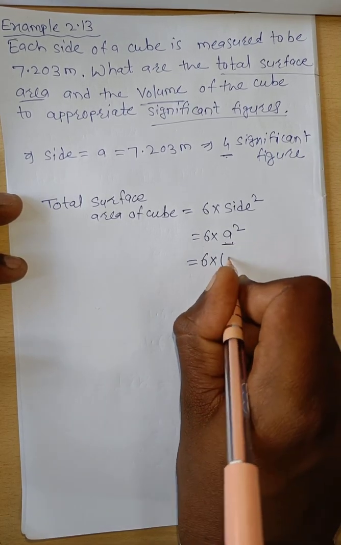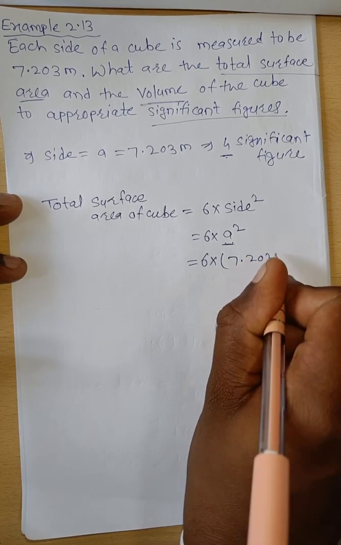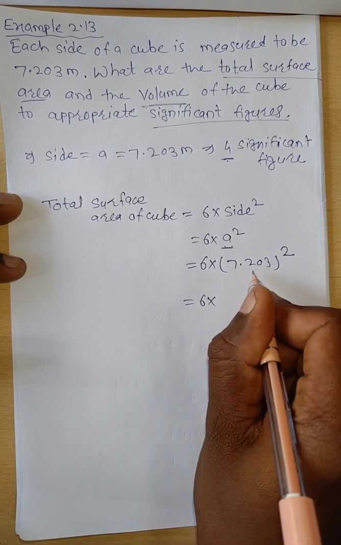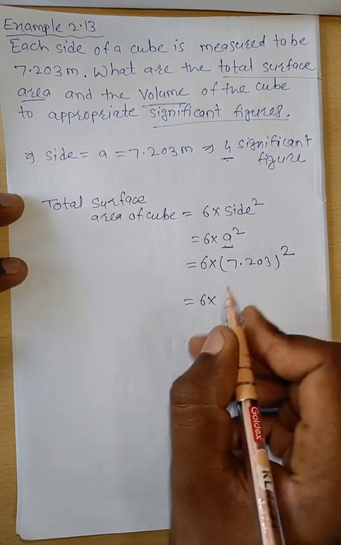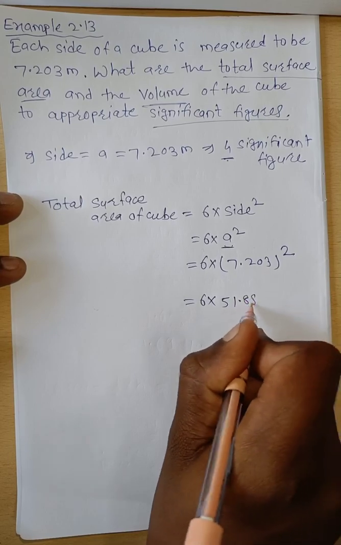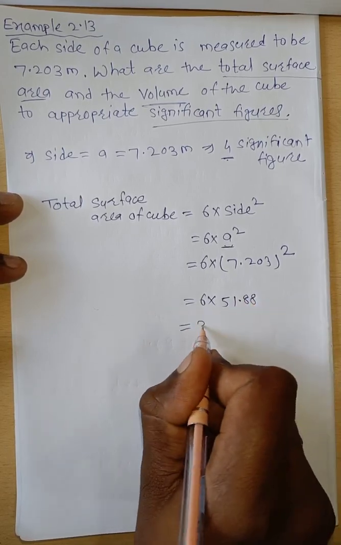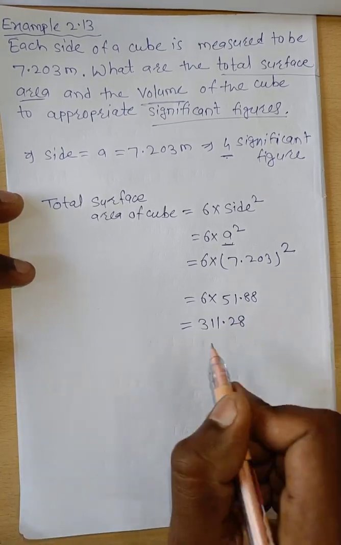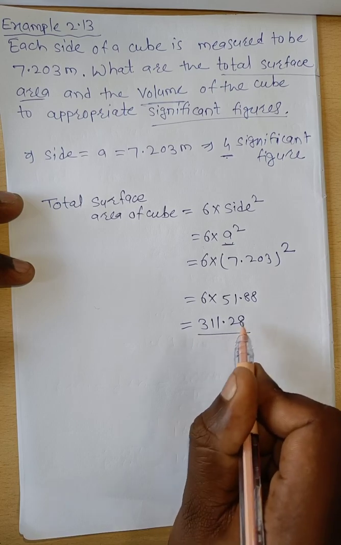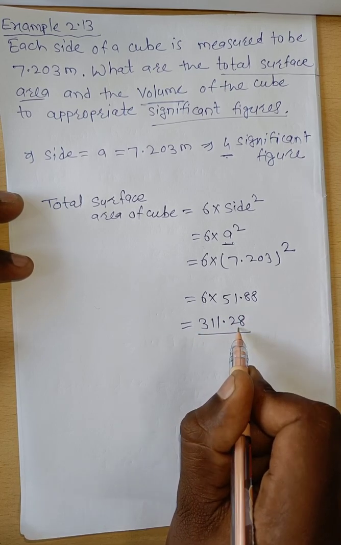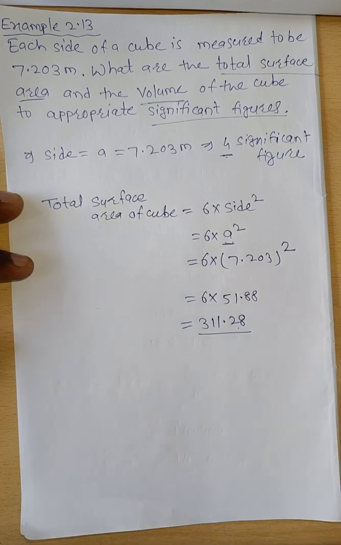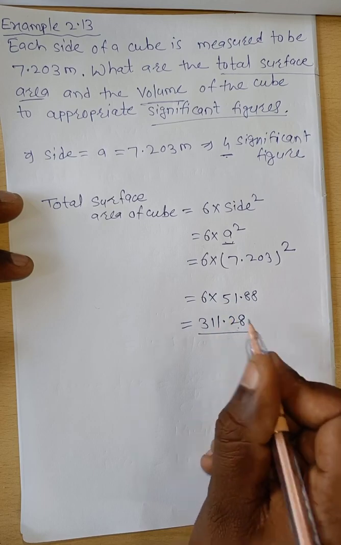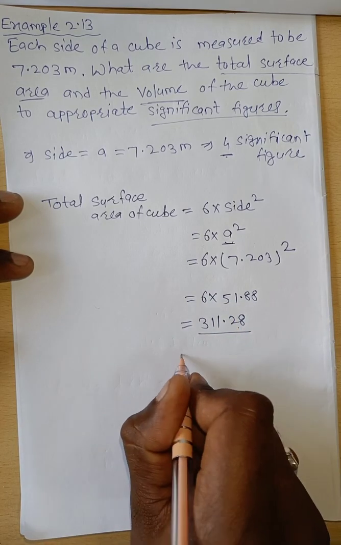Therefore, A is 7.203, and it is a whole square. Therefore, 6 into 7.203, its square is 51.88. Then the final answer should be 311.28. But this final answer is in 5 significant figures, and we want the final answer in 4 significant figures. Then we have to convert that 5 significant figure number into a 4 significant figure number.